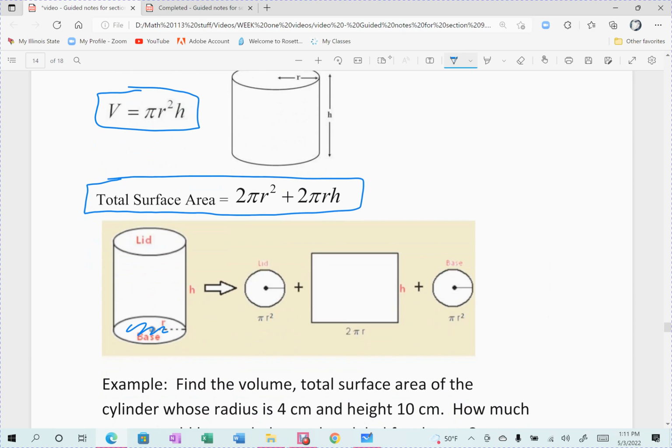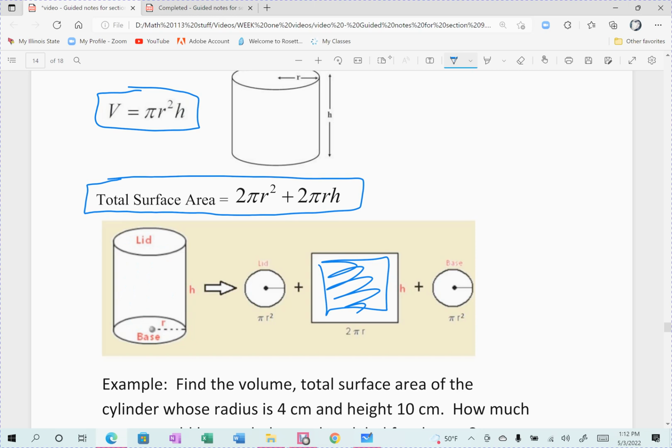The last piece is the area around. If you think about it as a can, and we'll do an example of this later, if you peel the label off a can, and you hold that label out in front of you, it's a rectangular shape. Alright, so that's the shape that comes out.